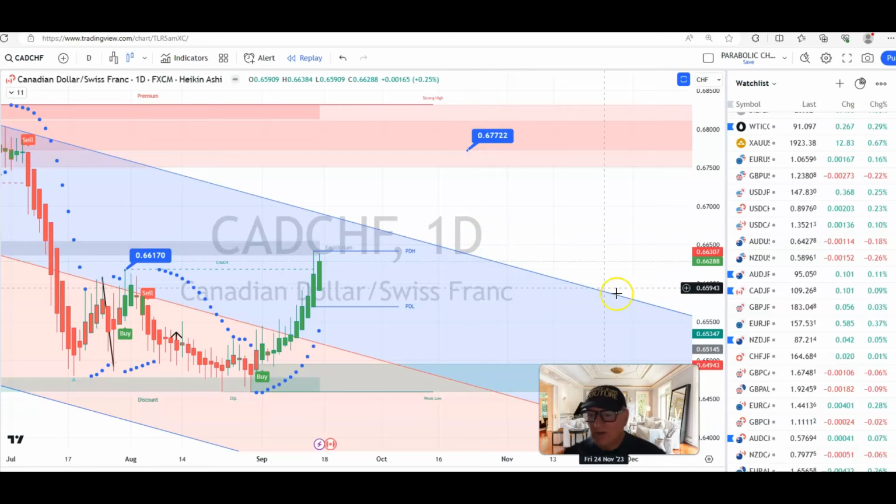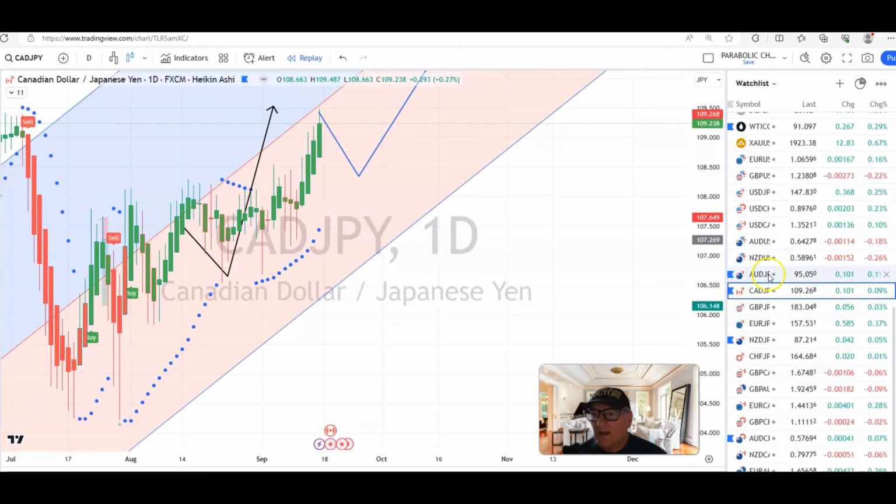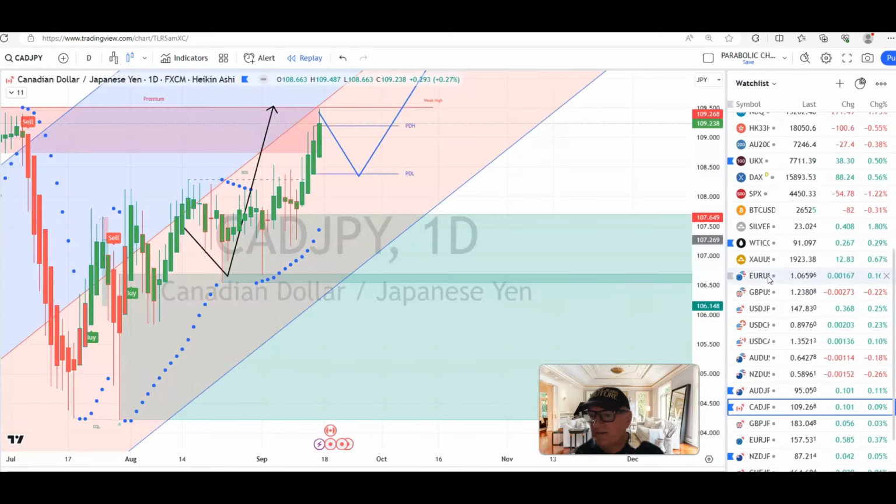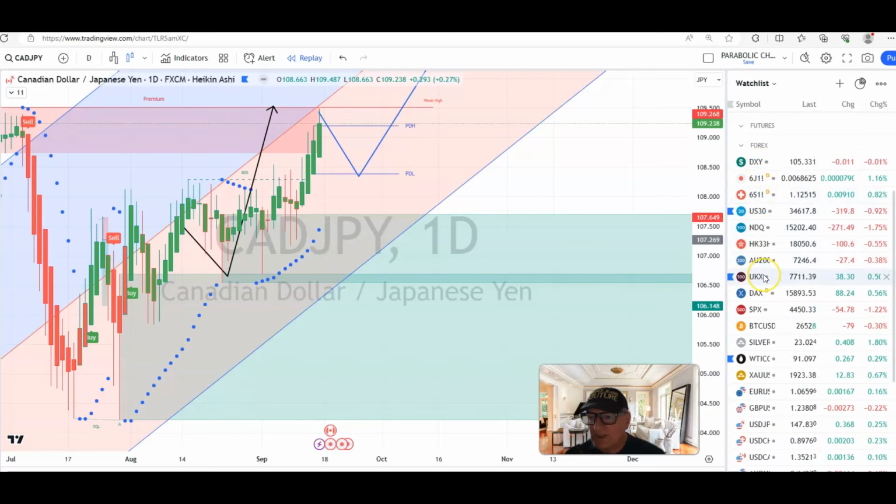So just a reminder, Aussie Swiss to the upside, New Zealand yen to the upside, Canadian yen to the upside, Aussie yen to the upside, oil to the upside, FTSE 100 to the upside. No sellers this week, unusual. And the Dow Jones just about getting ready for Monday.